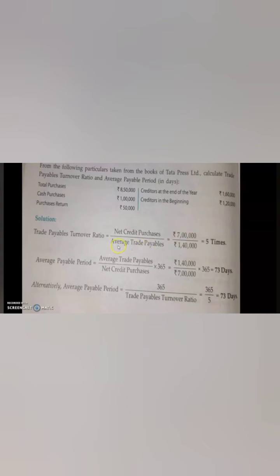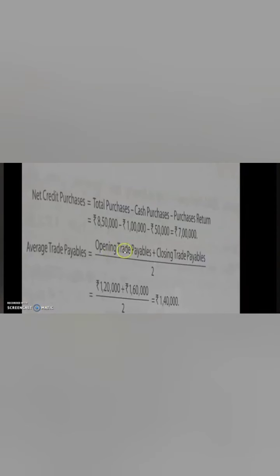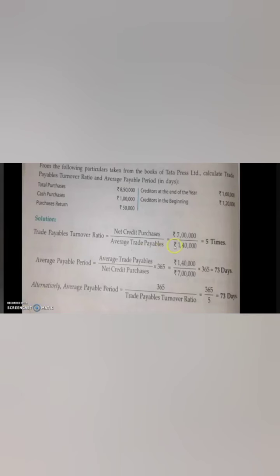And how to find average trade payables? What is the formula to calculate it? Opening trade payables plus closing trade payables divided by 2. 1,20,000 plus 1,60,000 divided by 2, that will give you the result 1,40,000. So write that amount 1,40,000 over here, divide it, you will get the answer as 5 times. So this is your trade payables turnover ratio.